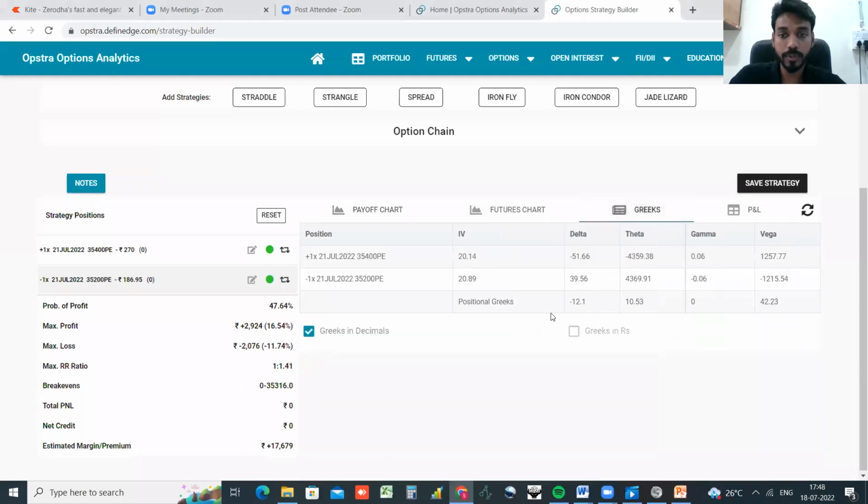So the bear put spread, obviously the delta will be positive 12, but it is negative. This is what I'm talking about. This is delta negative. Buying the put is at minus 51 and selling the put is at 39, which has created a negative delta, which is 12. So if the market falls 100 points, you will make 12 points profit. If the market moves 100 points up, then you will lose 12 points. This is how the spread is created.